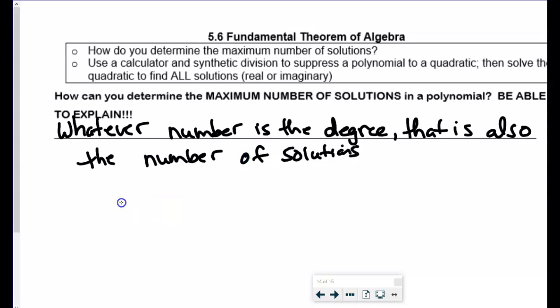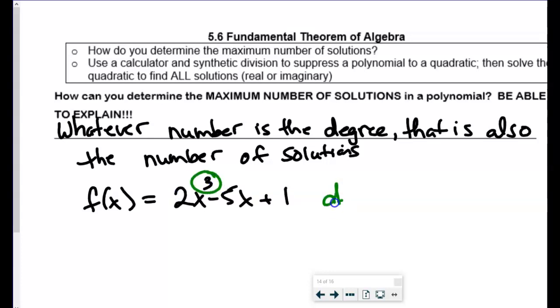So some examples here would be like if you had a function f of x, 2x to the third minus 5x plus 1. This is a degree 3. So that means you're going to find 3 solutions.